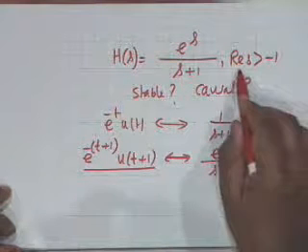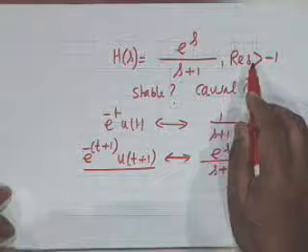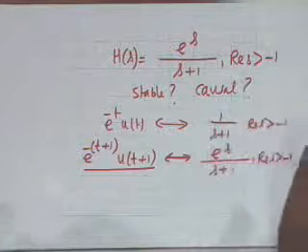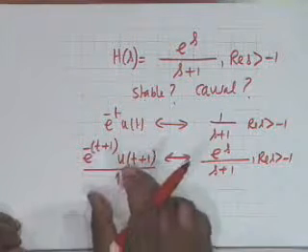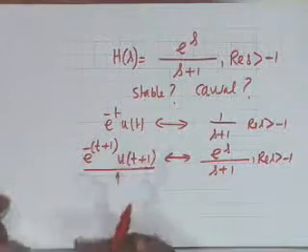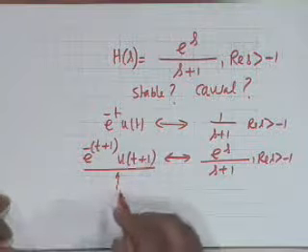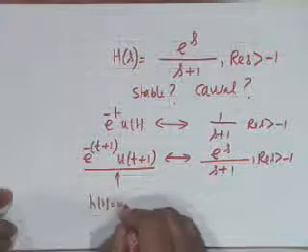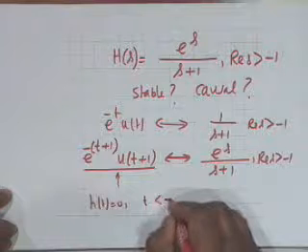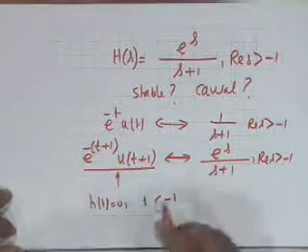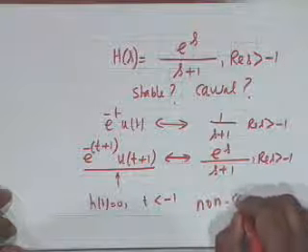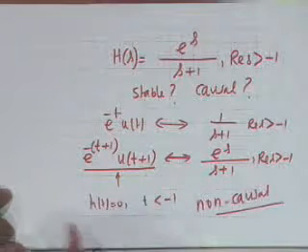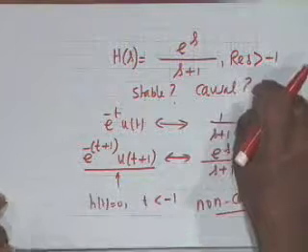Obviously, it is stable because the ROC includes the j omega axis, real s greater than minus 1. But by looking at this function, you see h(t) is not 0 for all t less than 0. Here h(t) is 0 for t less than minus 1, not for t less than 0, and therefore the system is non-causal. It is non-causal but stable.